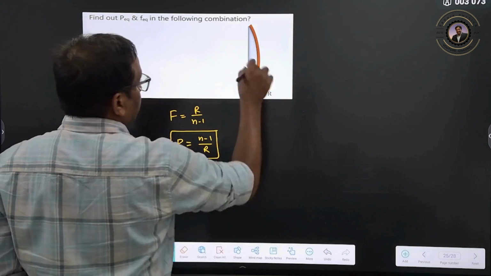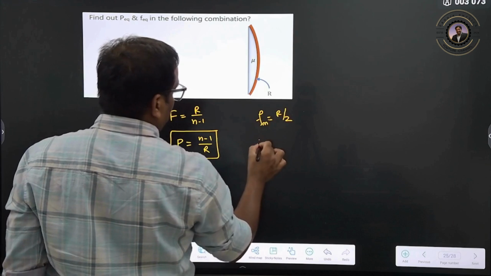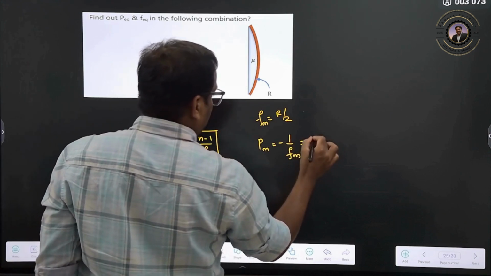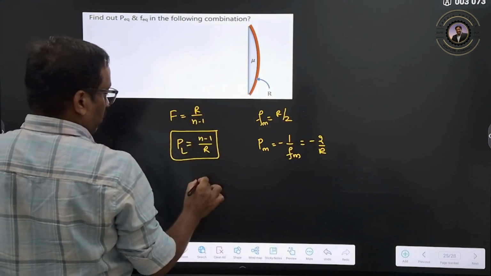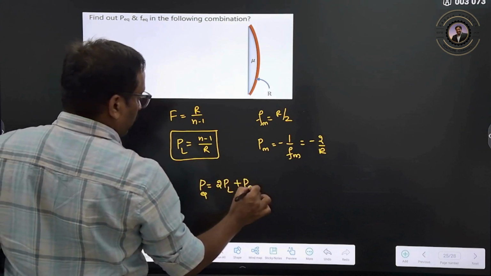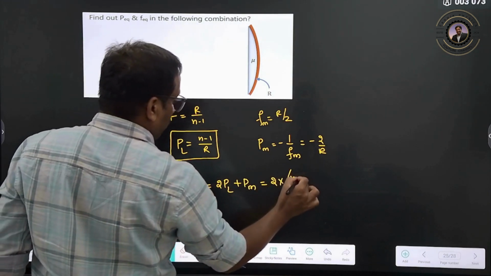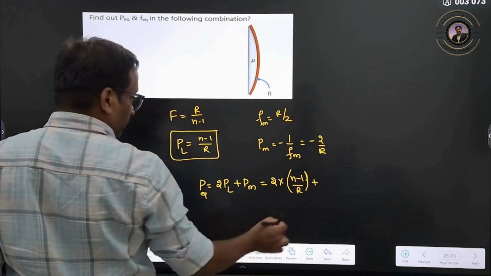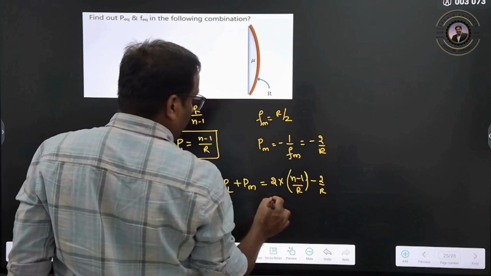Right? So for this mirror, the focal length of the mirror will be equal to R by 2. Power of the mirror is nothing but minus 1 by Fm, so minus 2 by R. Clear? So the combined power will be equal to 2 times the power of the lens plus the power of the mirror. That implies 2 times the power of the lens, which is n minus 1 by R, minus 2 by R. So what can I write now?